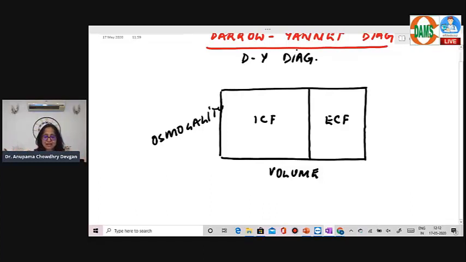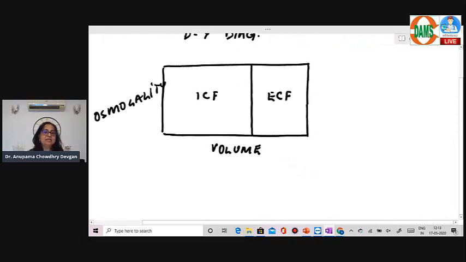So this rectangle is representing total body water, 2/3 in the ICF, 1/3 in the ECF, and osmolality of both the ICF and the ECF is the same. So the height of the 2 smaller rectangles is the same. Now, what is the importance of the DY diagram? This will tell you what changes are going to happen when you add fluid or if there is loss of fluid from the body. So 3 important questions.